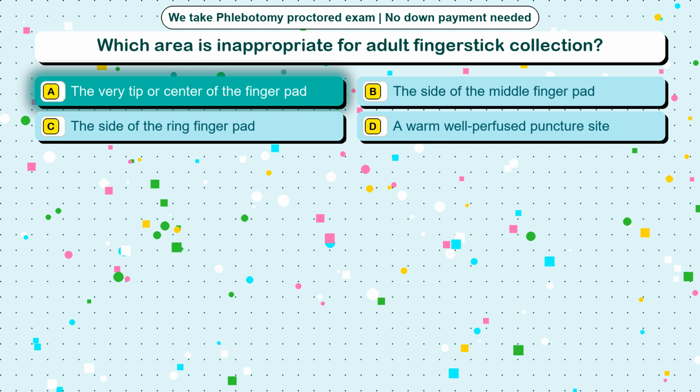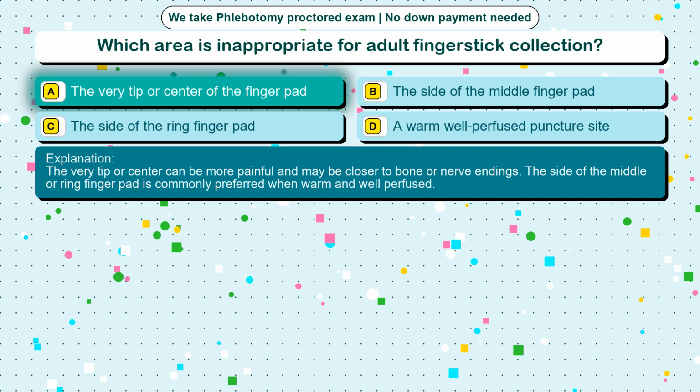The correct answer is option A. The very tip or center of the finger pad. The very tip or center can be more painful and may be closer to bone or nerve endings. The side of the middle or ring finger pad is commonly preferred when warm and well perfused.